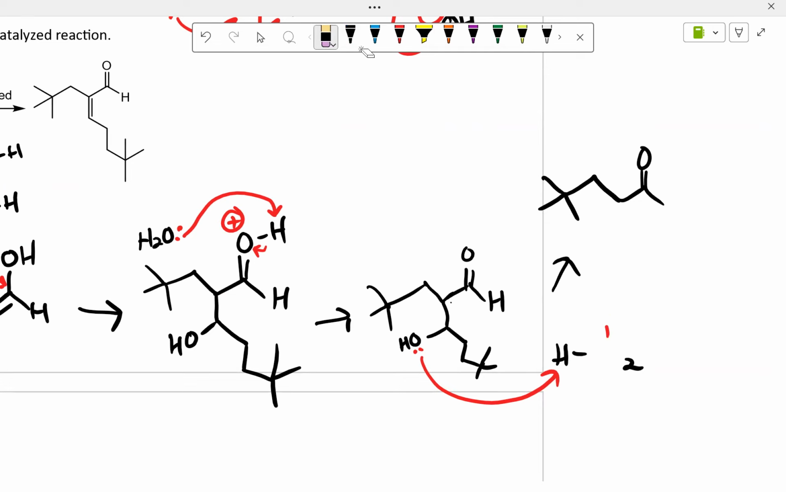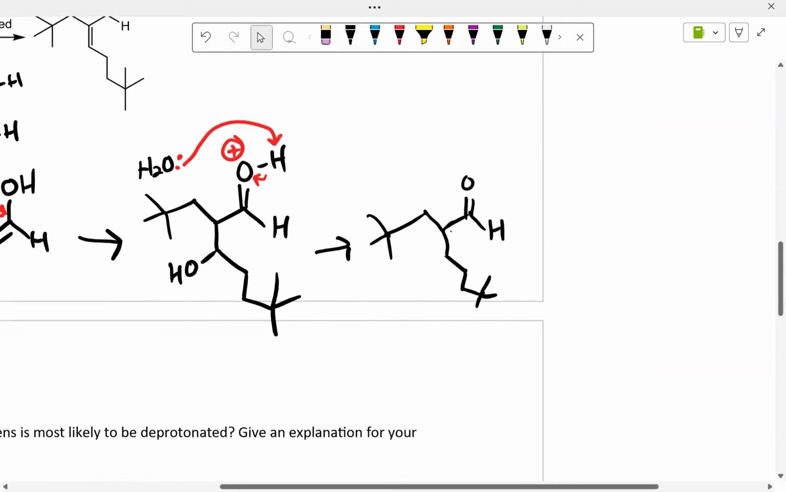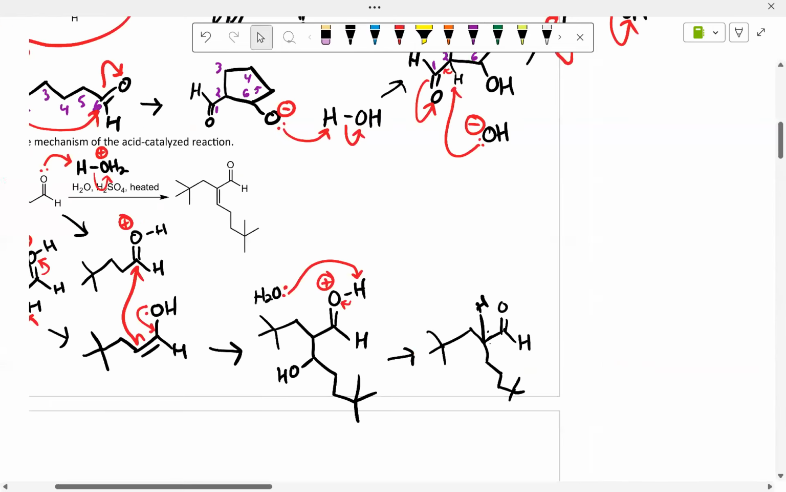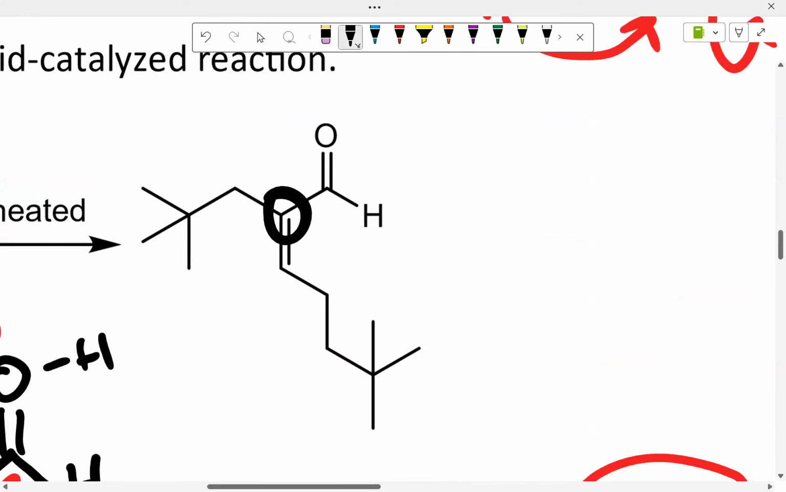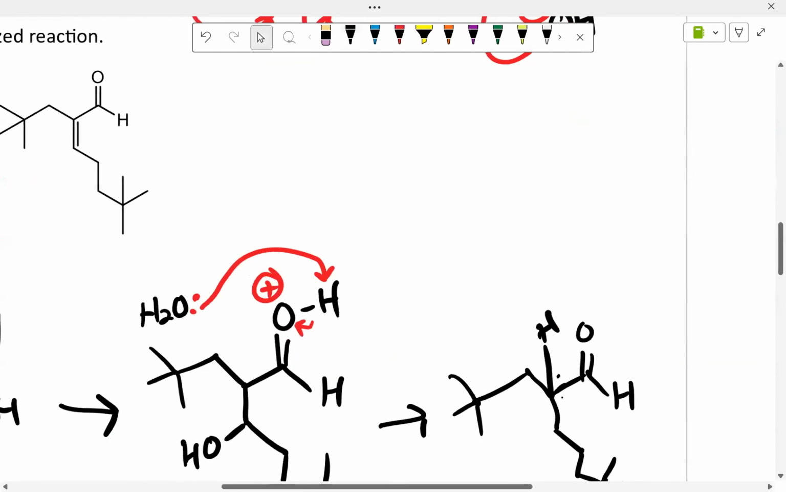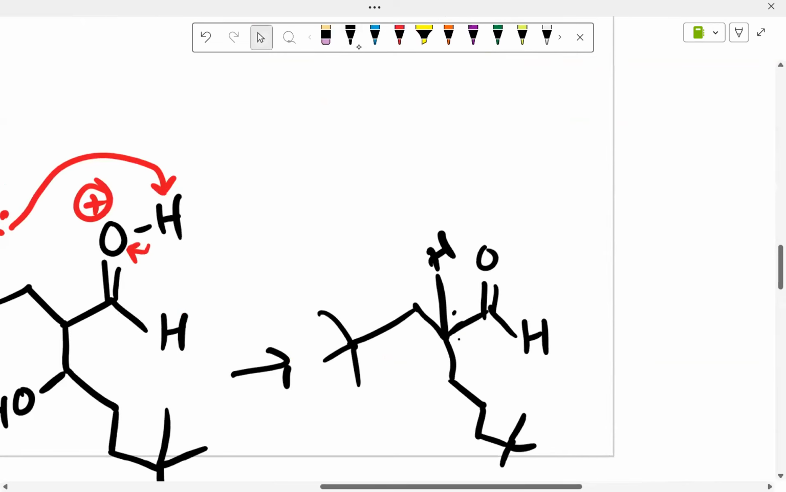I lied. That's going to happen, but first we're going to work on deprotonating this hydrogen. Because if you look in the products, that carbon has 0 hydrogens, right? Where we are currently, it has 1. So we're going to work on deprotonating this first.